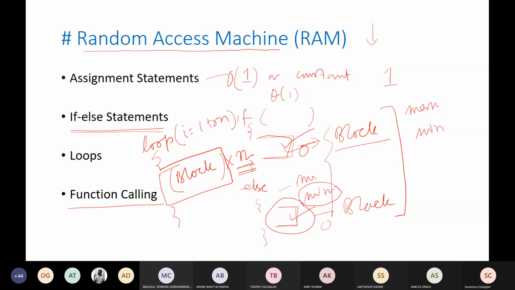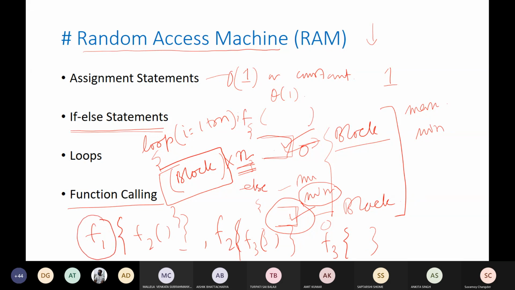Function calling. Suppose f1 is calling a function f2, f2 is calling another function say f3, and f3 is a standalone function which is not calling any other function. If we have to find the time complexity of f1, first we search f2, but f2 is calling the function f3. So we will start by calculating the time complexity of f3, then f2, then f1. So it will be a bottom up approach.